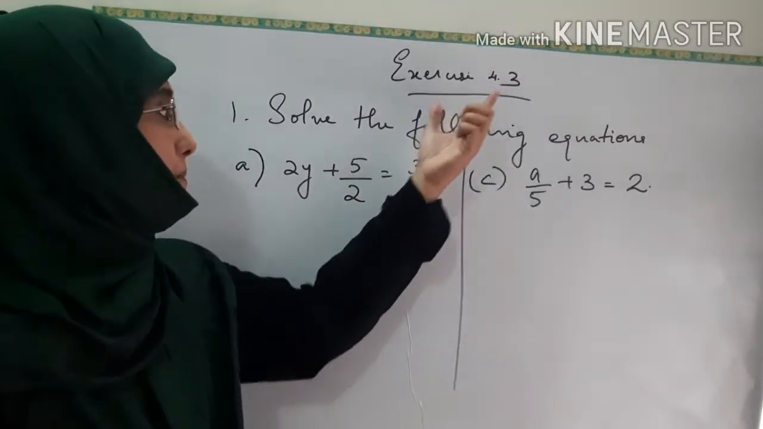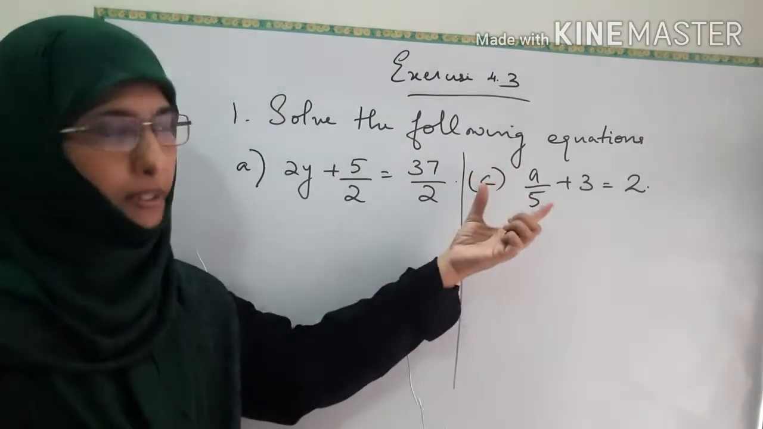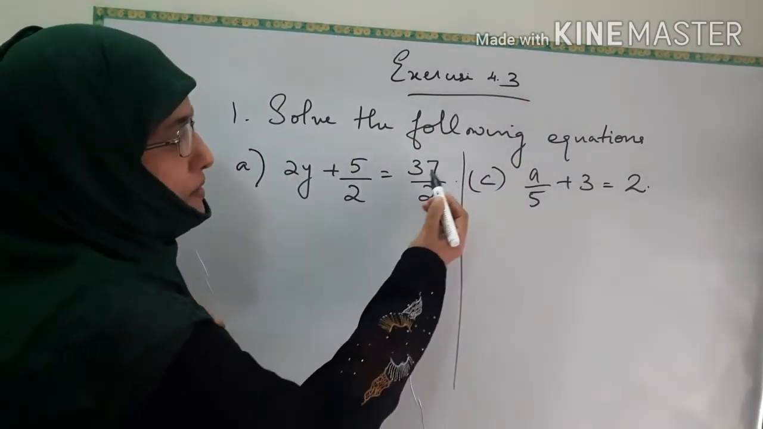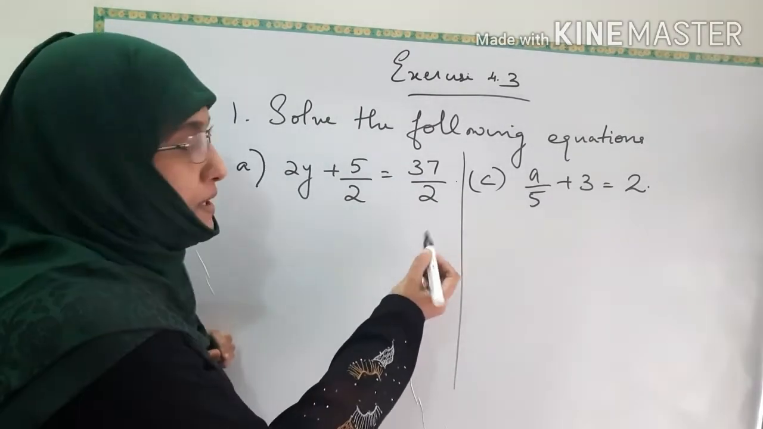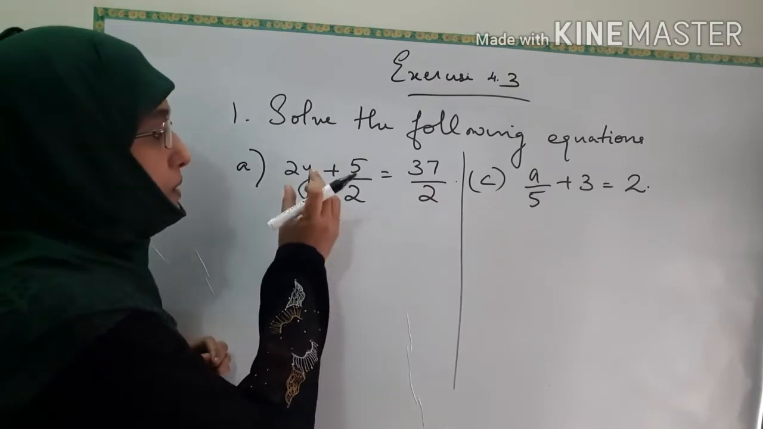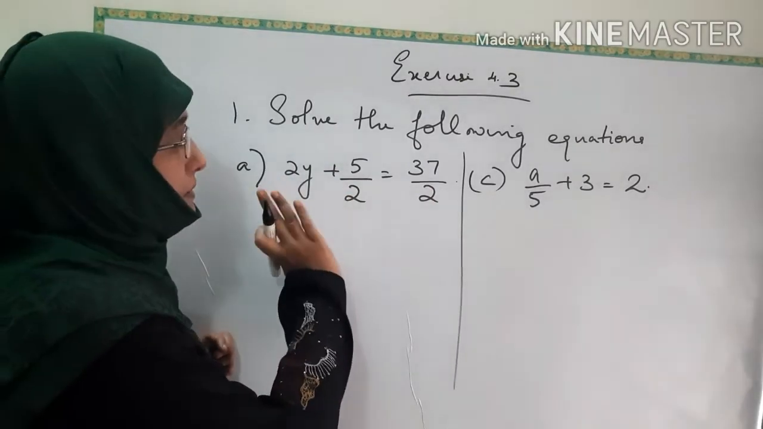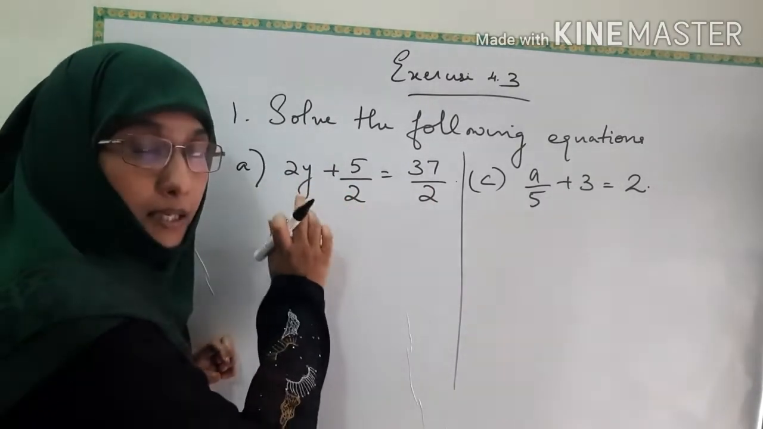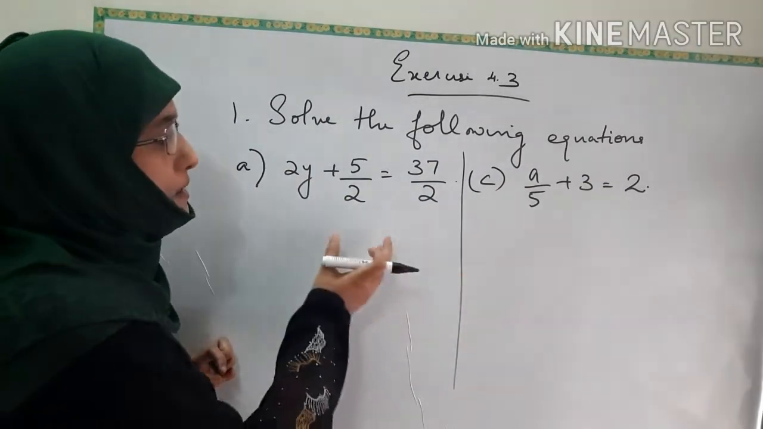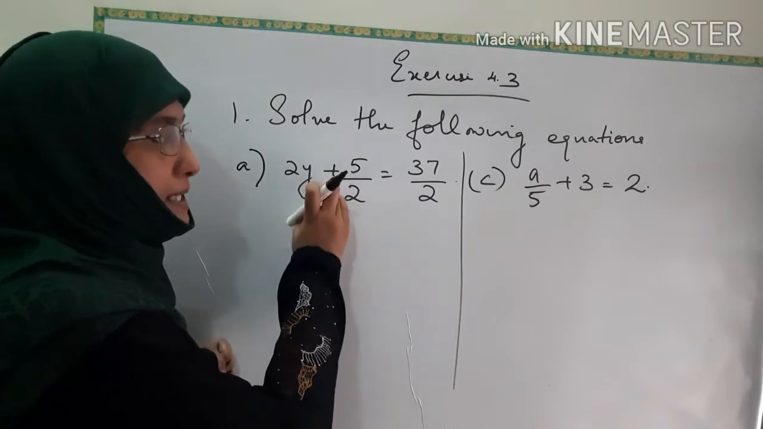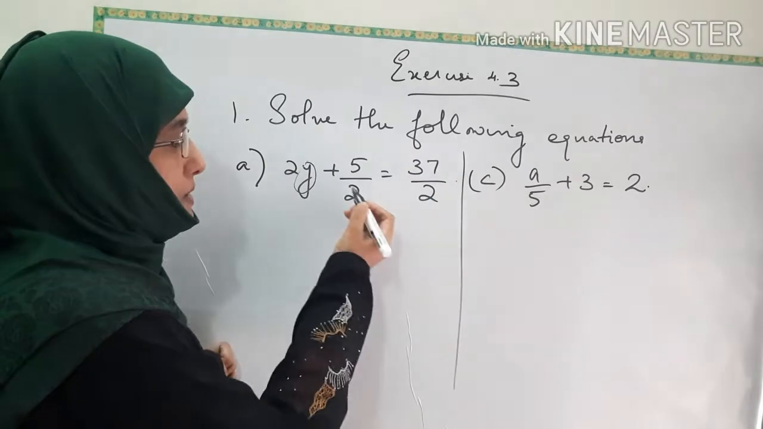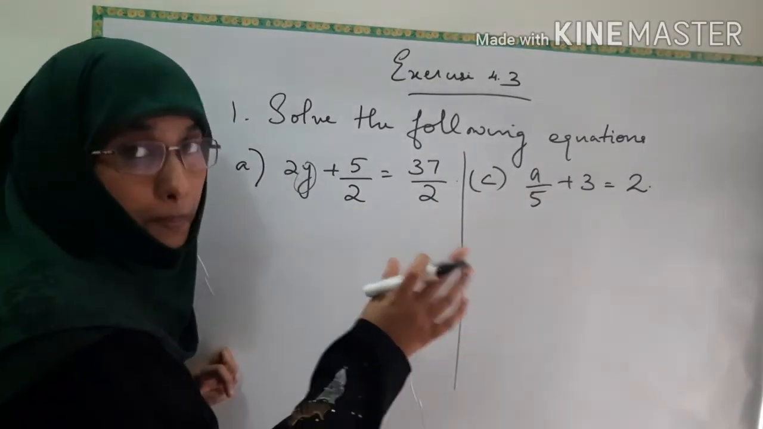Now see exercise 4.3, first question. Solve the following equations. See the first question: 2y plus 5 by 2 is equal to 37 by 2. In the previous class we studied that we want to get the value of y here. So all the other numbers and signs other than this variable will be taken to the right side, and it should be done one by one.